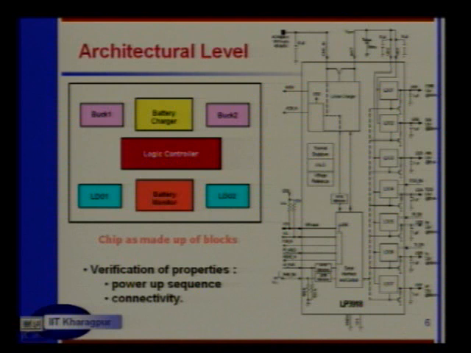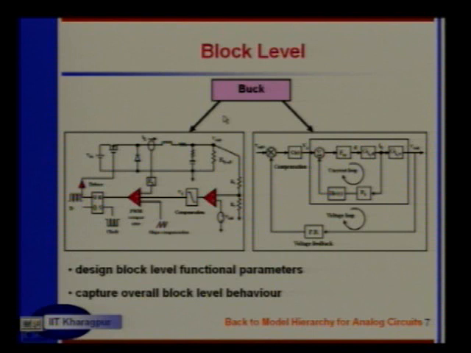Then, each of these, for example, such a big chip may be made of, as I said, buck converters, battery chargers, logic controllers, and LDOs. So this is one of the blocks, right? This is a particular switching converter, which takes an input voltage, which may be varying at the input, but will produce a perfectly stable DC voltage, possibly for the processor in the cell phone, right?